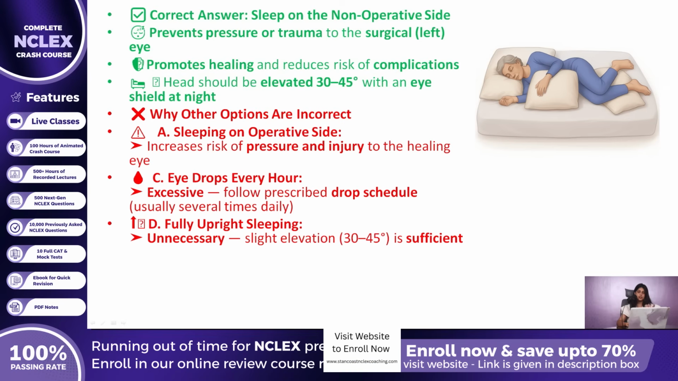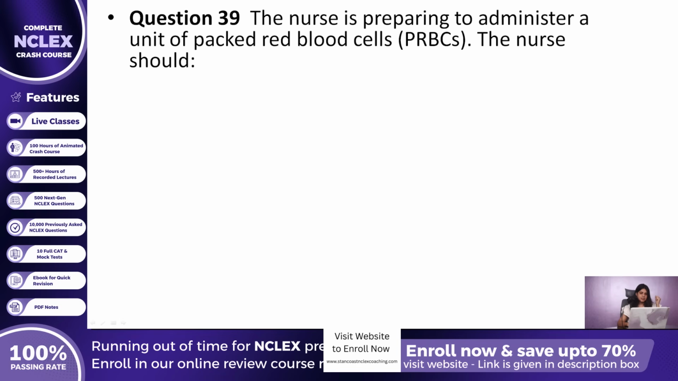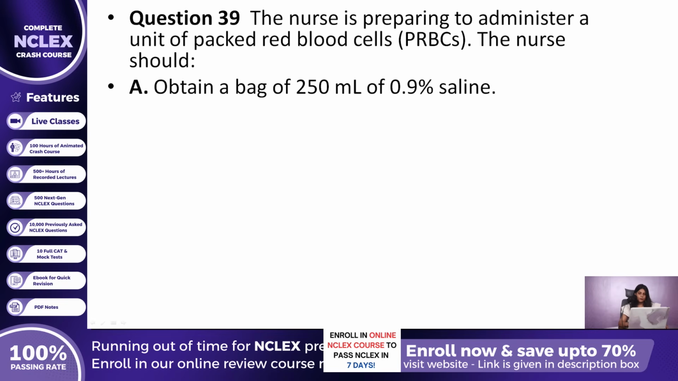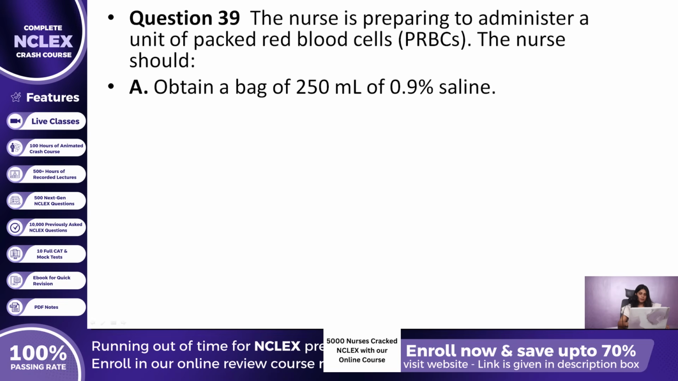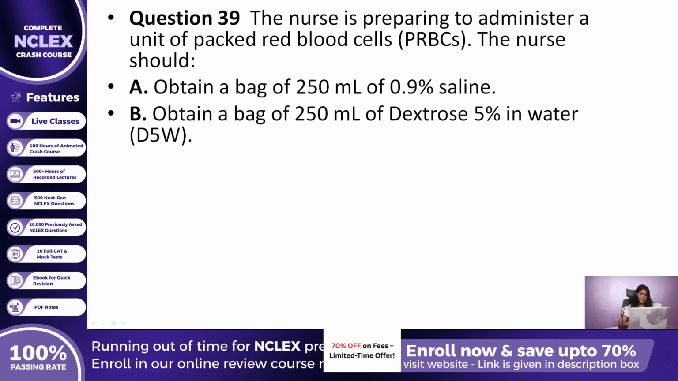Now moving on to the next question, 39. The nurse is preparing to administer a unit of packed red blood cells, also known as PRBCs. Which of the following actions should the nurse take? The options are A. Obtain a bag of 250 milliliters of 0.9% saline. B. Obtain a bag of 250 milliliters of saline dextrose, 5% in water, also called D5W.